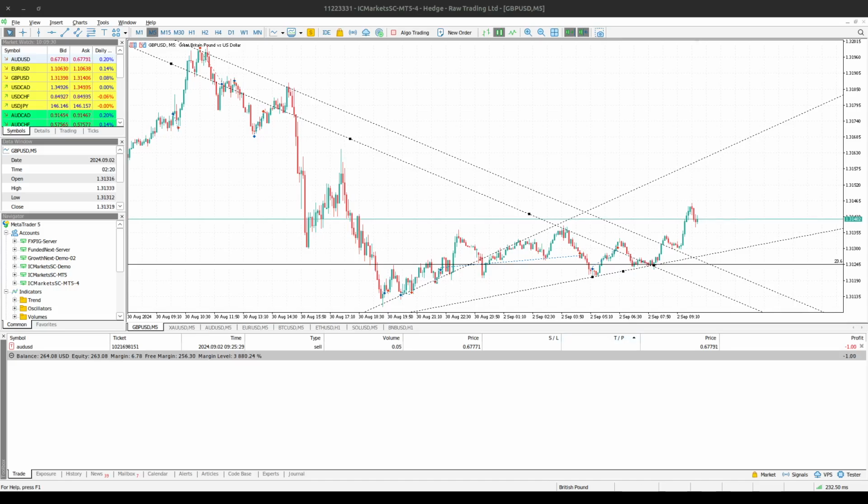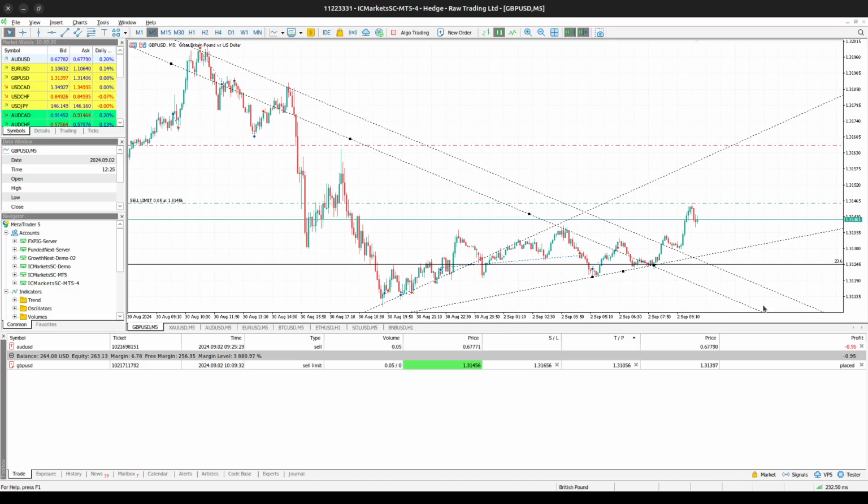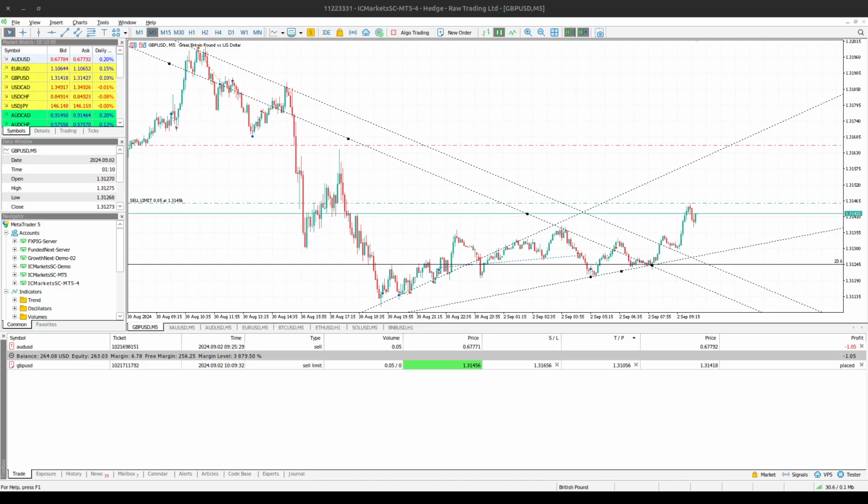Let's just add a comment. Okay, so we have placed a sell limit right now. Now we need to place a buy as well on this particular price point. So what we are going to do is place a pending order, and we are going to go with the buy stop, and then we are going to use the same price point, which was 1.31456, right? So we want to go long the moment it hits this price point.